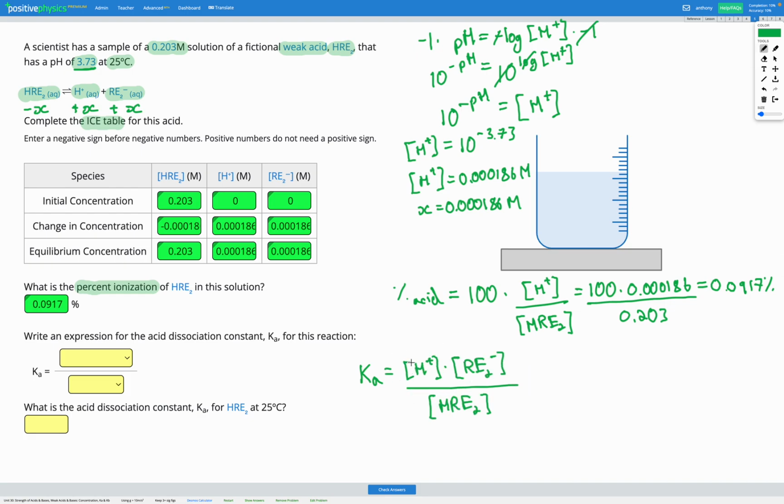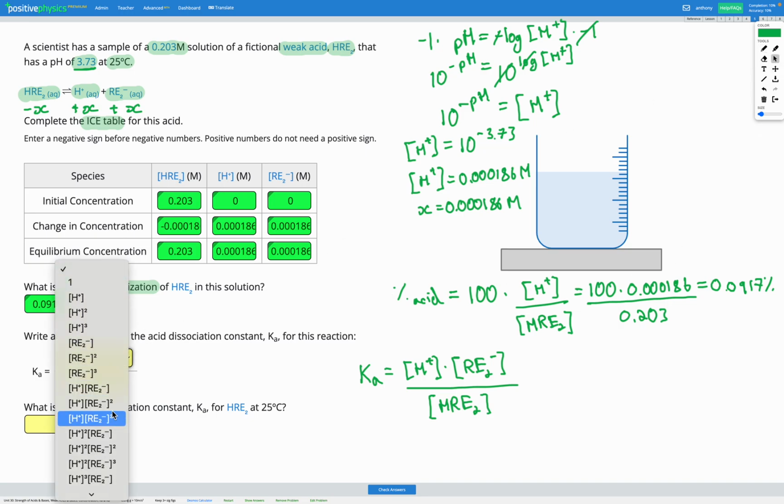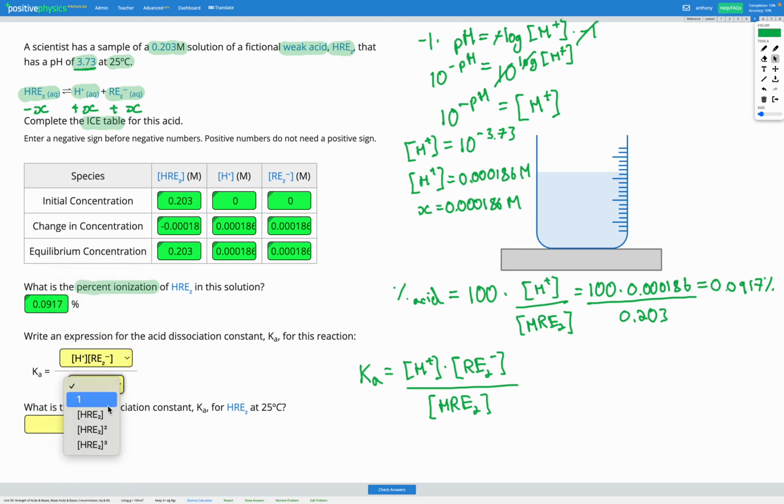So we have this shortcut equation that we just used, but you'll notice this is just the equilibrium constant for this equation. We've got our products on the top, which is H+ and RE2-. We've got our reactants on the bottom, which is HRE2. All of them have a coefficient of 1, which means all of them are just to the power of 1, or in other words, we don't need a power on them in the equation. So the acid dissociation constant is the equilibrium constant for an acid dissociating. Okay, we can go ahead and fill these in now. So we've got H+ and RE2- on the top and HRE2 on the bottom. Awesome. Okay, so final step is calculating our acid dissociation constant.